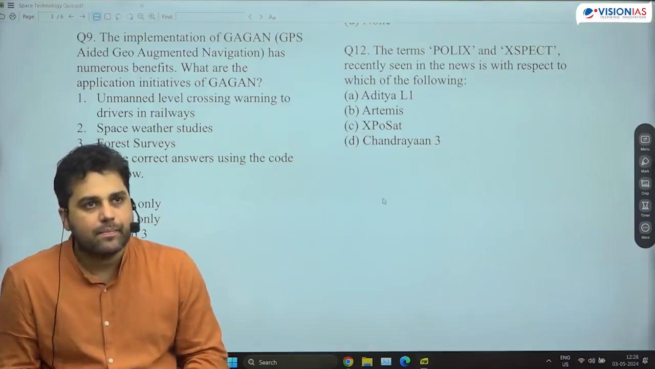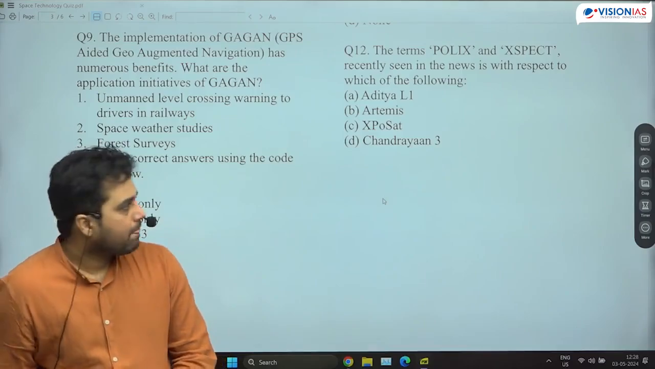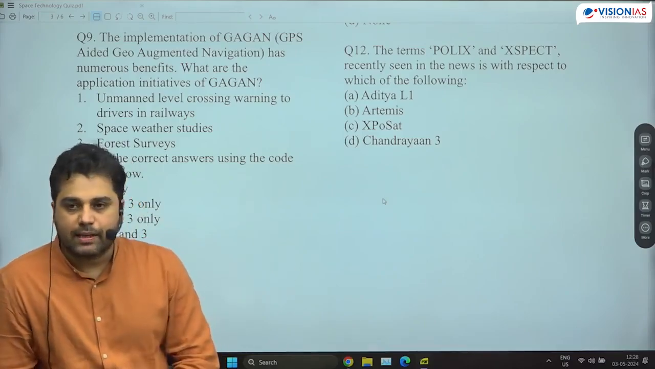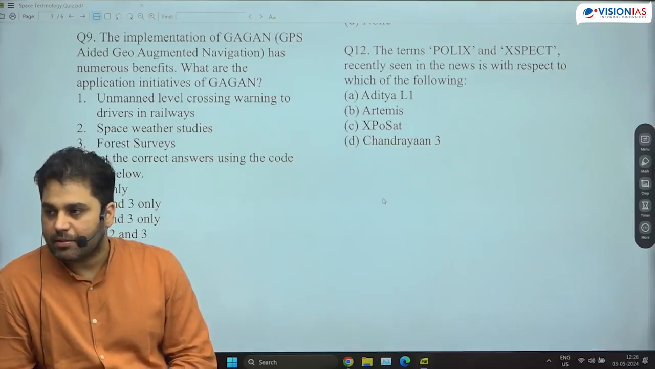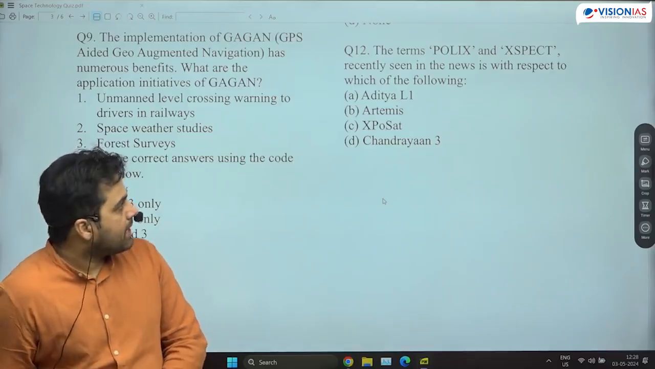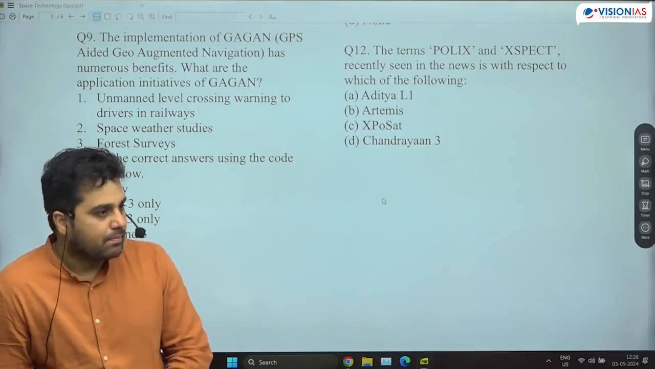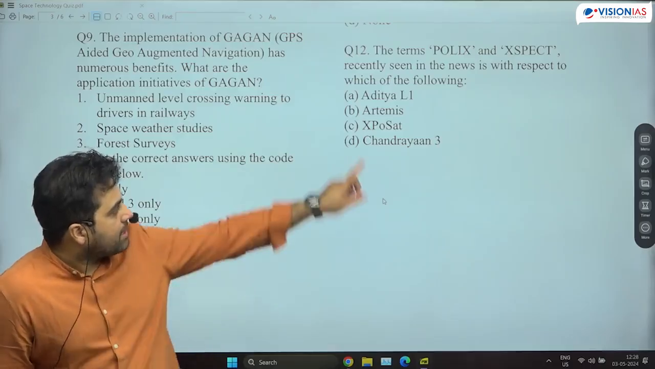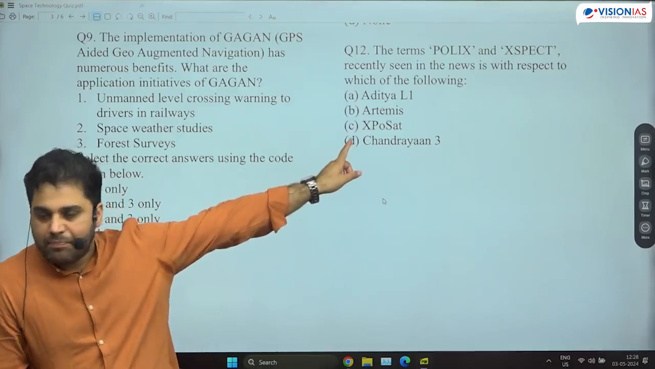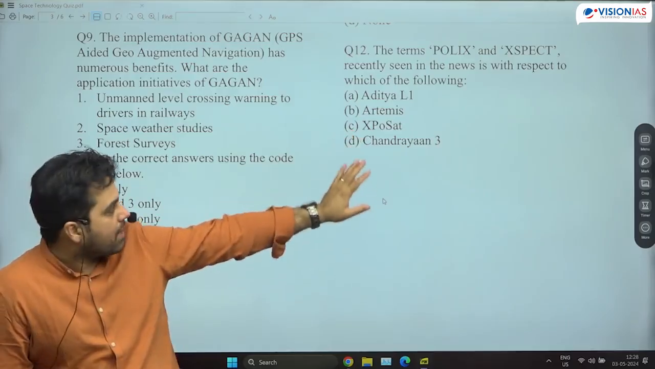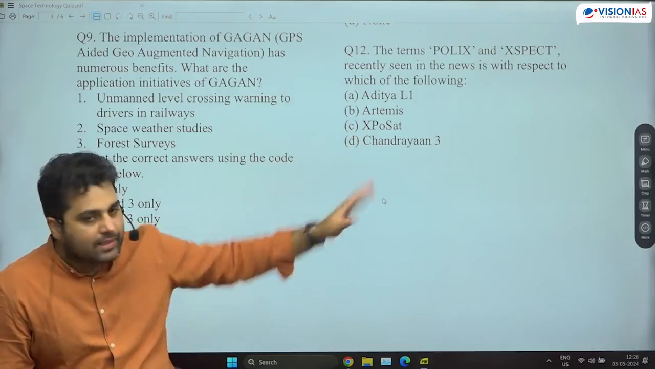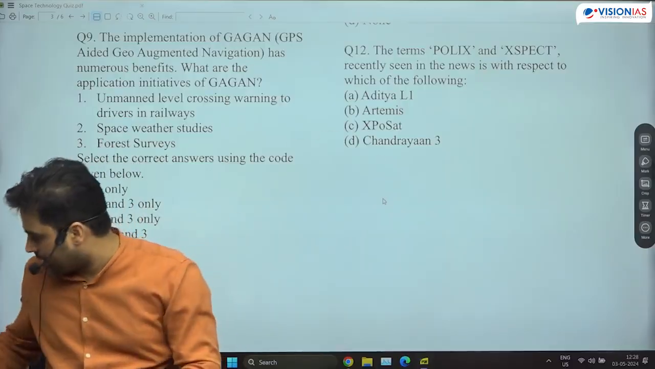Question 12. This is one of the questions which you should eliminate and find the right answer. Answer will be EXPOSAT. EXPOSAT has two payloads. Both of them measure polarimeter, both of them measure polarization. Artemis is a lunar program of NASA. Nothing to do with any India's program. Aditya L1 mission does not have this. Chandrayaan 3, that of course is not correct.